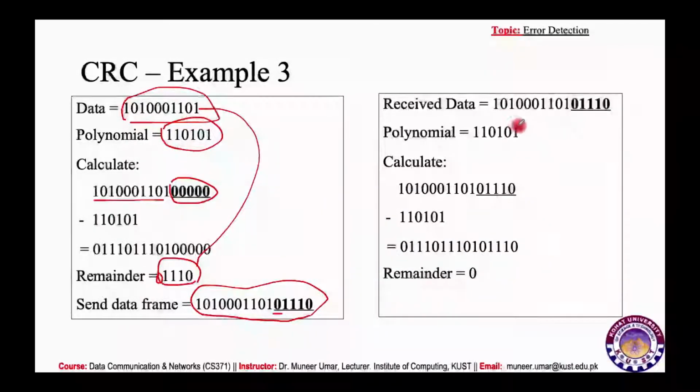At receiving end, same divisor will be applied on the received data, having the actual data plus the calculated remainder or the calculated CRC. So after having the division, we will get remainder as equal to 0 because all the bits are not changed. So in case if any of these bits is changed, then this remainder would not be 0.